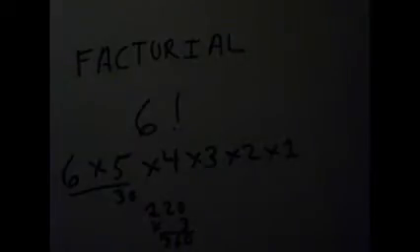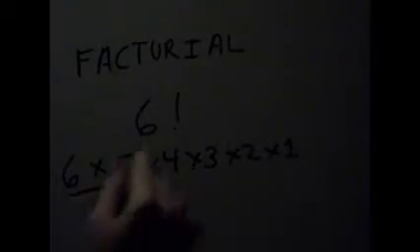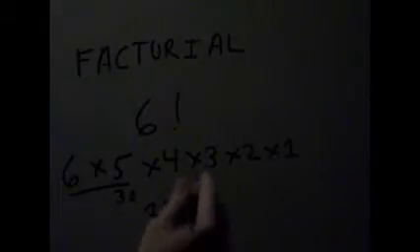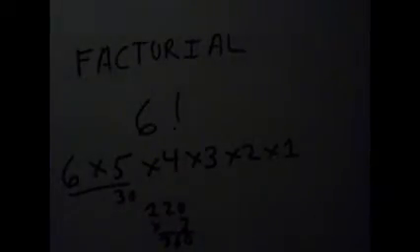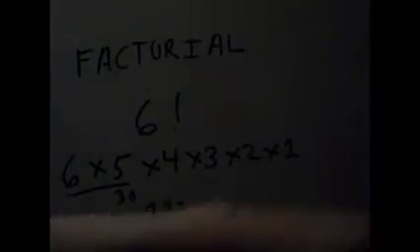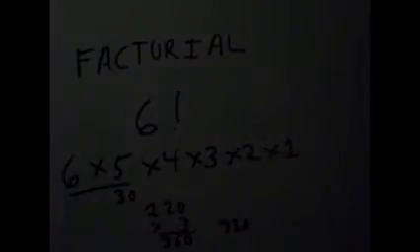Okay, so let's start again. We have 6 times 5, which is 30. 30 times 4, which is 120. 120 times 3 is 360. Now, what is double this? Well, double of 60 is 120. And then, of course, we have 600 and... well, it'll be 720. Okay? You can calculate this for yourself, because 360 times 2 is going to be 720. And well, 720 times 1 is going to be 720.